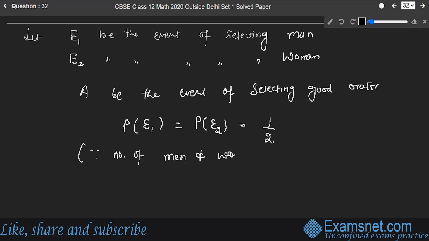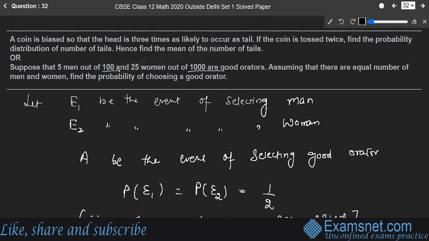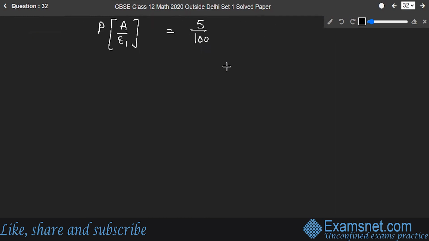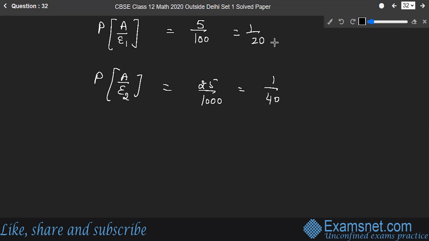Number of men and women are equal. Also, probability of choosing a good orator from men is equal to 5 upon 100. It's given here. See, every 5 out of 100 men are good orators, and every 25 out of 1000 women are good orators. That means the probability of A upon E2 is equal to 25 upon 1000, which is equal to 1 by 40, and this is equal to 1 by 20. Now, hope you're clear till here.